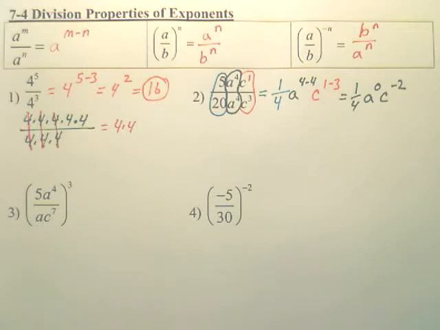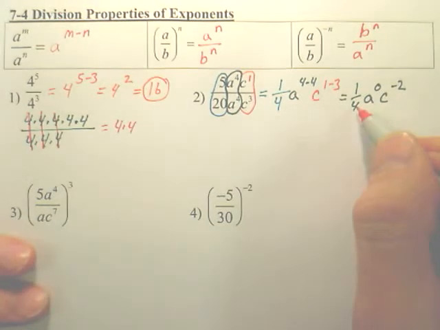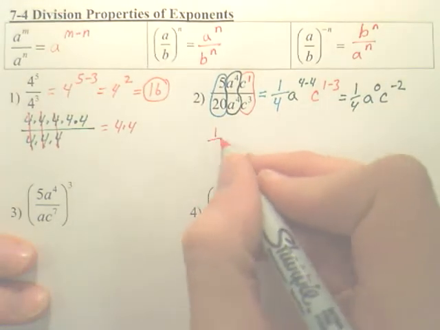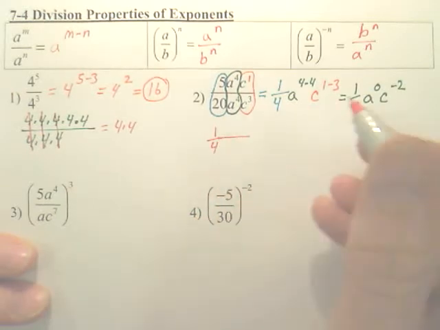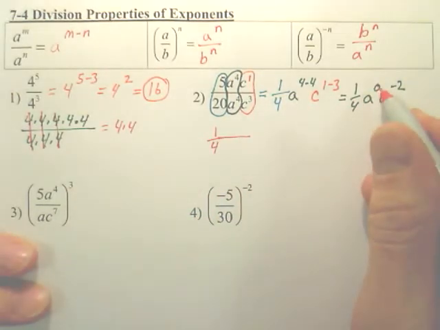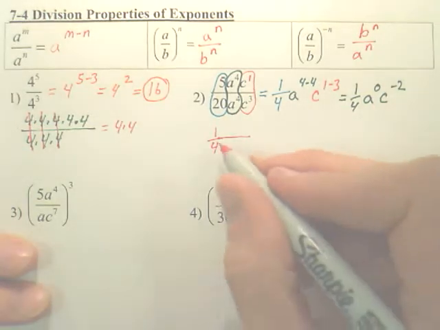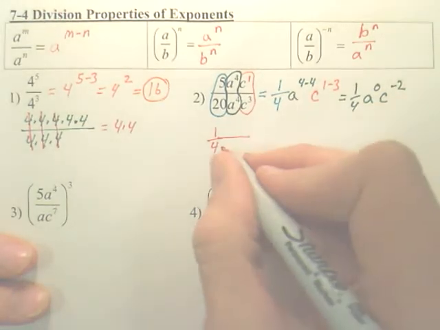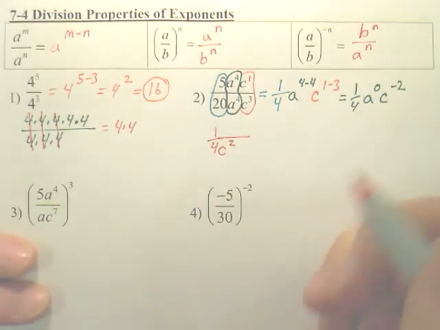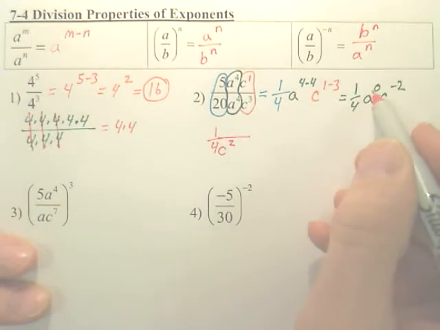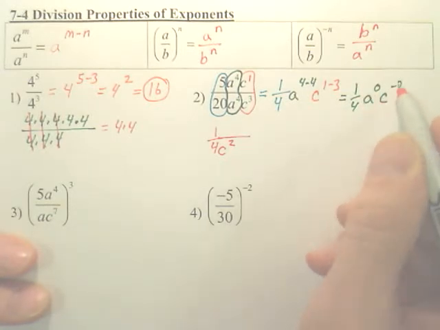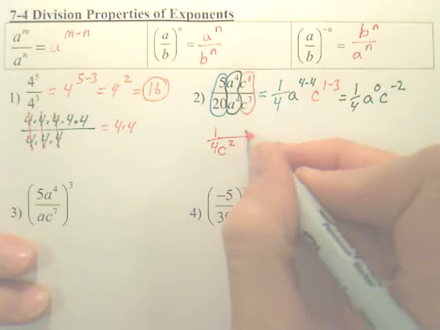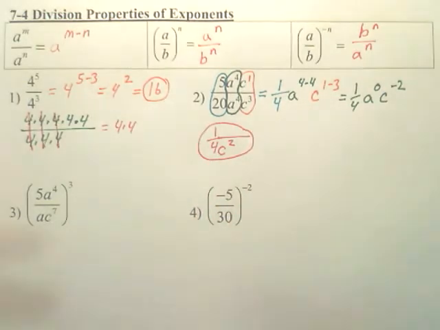Okay, getting close. 1/4 still stays, so we still have 1/4. A to the 0, well, that's 1. So doesn't that just disappear? You don't really need to multiply by 1. And then c squared. Well, doesn't that -2 mean it's going to drop to the bottom with this 4 down here? So you have 1/4, this becomes a 1, which disappears when you multiply, and c to the -2nd drops it to the bottom. There's your answer.